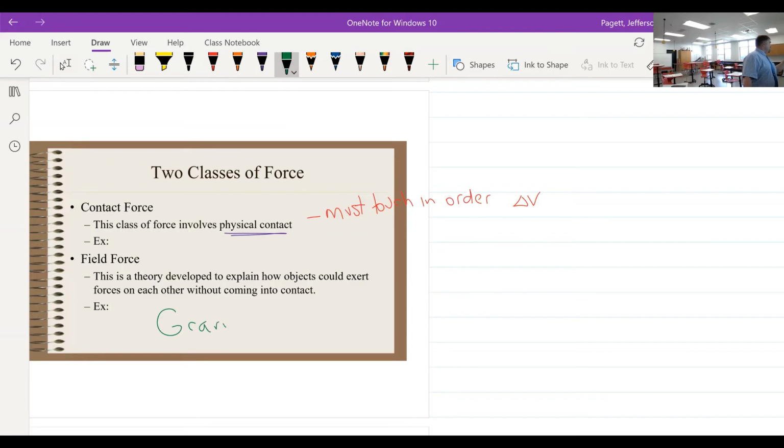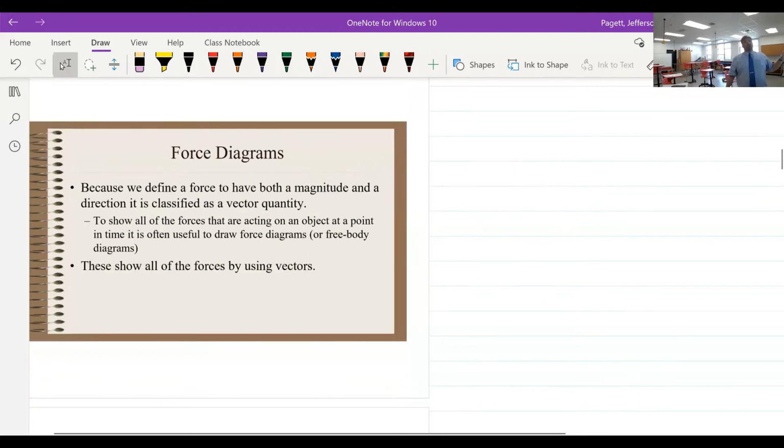I mean, we have other ones as well. Magnetism, which we're going to talk about later. Electricity, we're going to talk about that later as well. Okay? And it turns out, kind of a sneak peek, spoiler alert, there's actually no such thing as a contact force. Even our contact forces are caused by field forces. But we'll talk about that later this year.